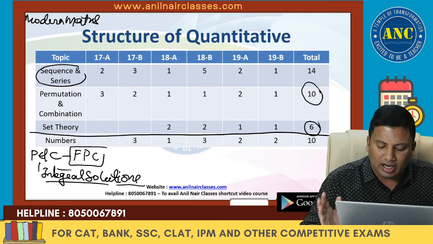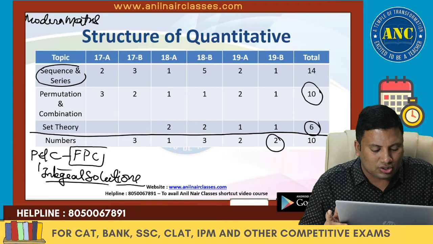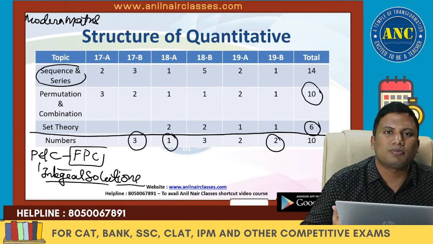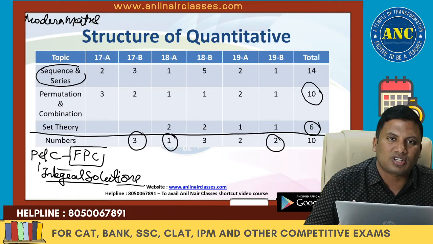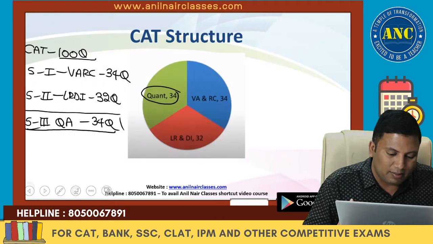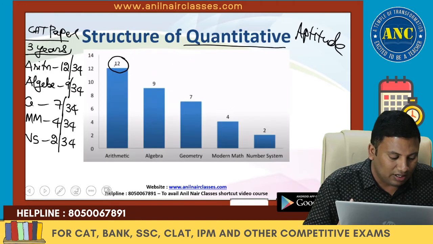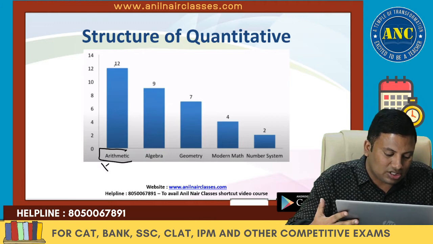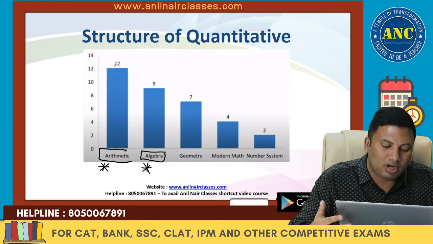Number system, on an average, minimum 1 question to maximum 3 questions are coming. There were some slots where the number related questions are also very, very less. I will again go back to this slide because for me this slide talks a lot. Arithmetic 12 questions, extremely focus point area. Algebra 9 questions, another focus point area.